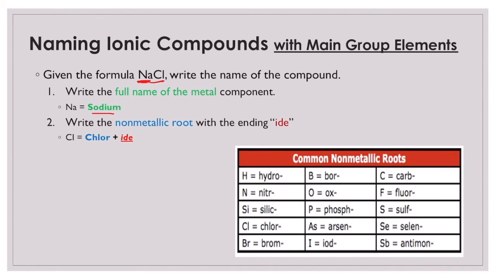Then we're going to write the non-metallic root. Our non-metallic root is going to come from this non-metal right here, so we know that's chlorine. If we take a look down here at this table that lists all of our common non-metallic roots, we want to find the one for chlorine. The non-metallic root for chlorine is chlor, and then we want to end it with IDE, so chloride. When we put all that together, we end up with sodium chloride, and that is the name for this compound right here. Okay? So that's how we name ionic compounds that are composed of main group elements.